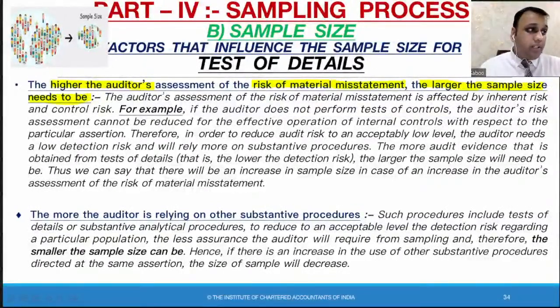So the auditor's assessment of the risk of material misstatement is affected by inherent risk and control risk. I suppose you have read about inherent risk and control risk. Inherent risk is the risk which cannot be avoided, and control risk is the risk arising as a result of weak controls.